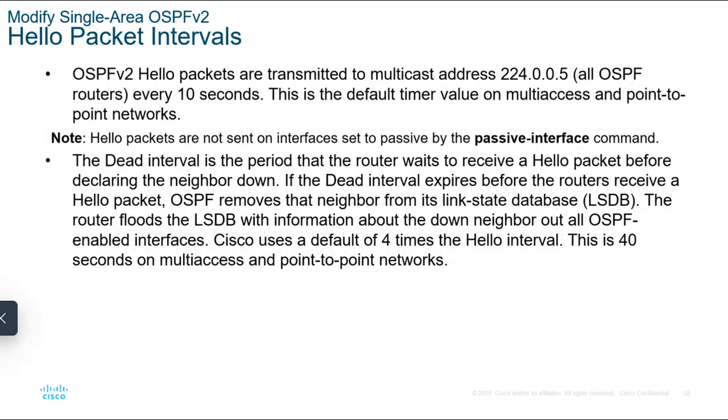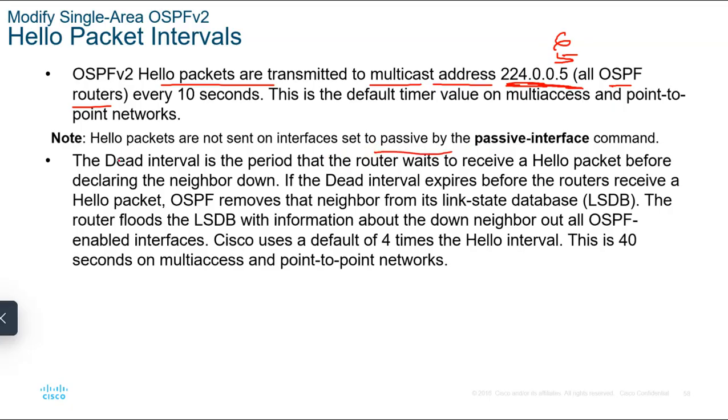OSPF version 2 hello packets are transmitted to a multicast address, which is this: all OSPF routers. So for routers, it has to be 5, and for all designated routers, it has to be 6. Hello packets are not sent on interfaces that are set to passive.